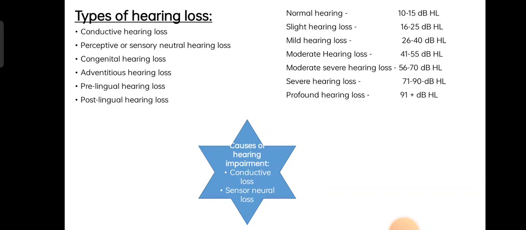There are other factors, like age, as I told you, age is also a factor. When they grow older and older, in old age they cannot hear properly. Congenitally deaf means they are born deaf. Adventitiously deaf means born with normal hearing and became deaf through accident or illness.